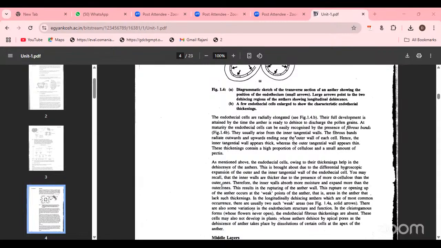Now, the weak point of the anther is the area that lacks thickening, where the longitudinal dehiscence of the anther, which is the most common occurrence, takes place. There are usually two such weak areas. There are also some variations in the endothelium structure and function. In the cleistogamous, which is a type of flower development where the flower never opens.